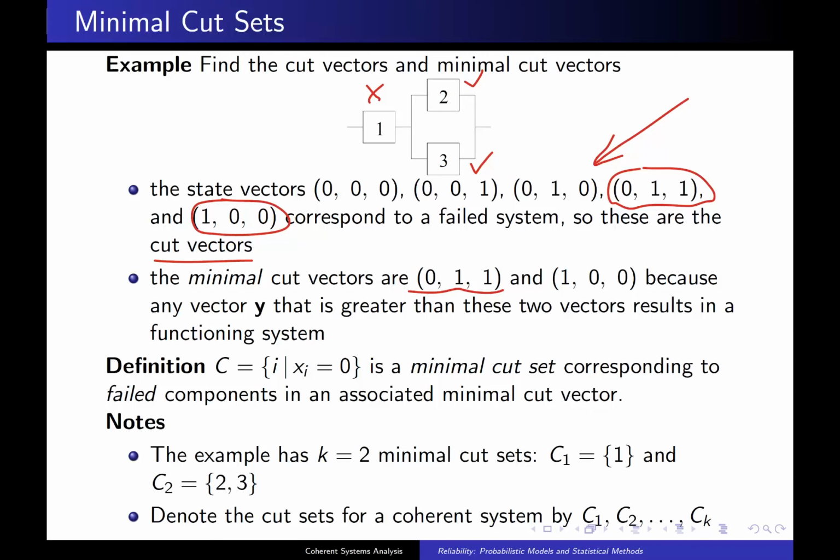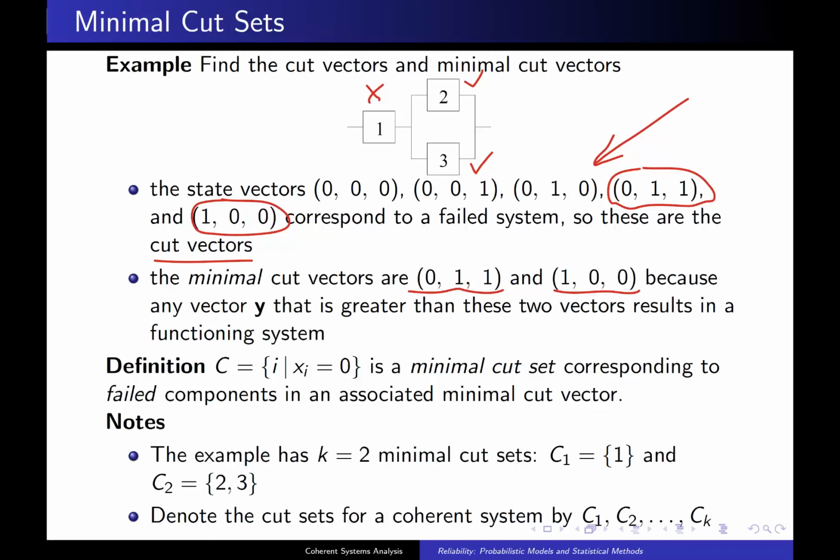The same is true of 1, 0, 0. This time you have component 1 operating, but component 2 and 3 are down. Well, if you repair any failed component, that is, either component 2 or component 3, then the system is restored.